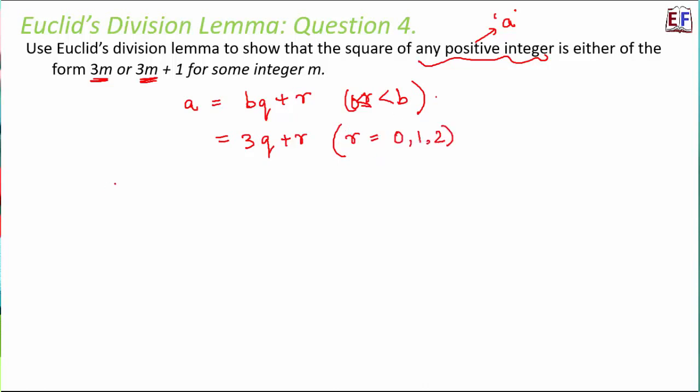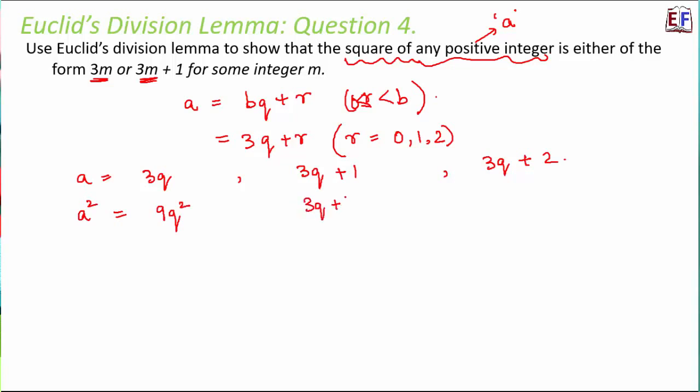Now let's put these values and see what are the possible options that we get for a. So one possible option could be 3q, the other option could be 3q plus 1 and the other option could be 3q plus 2, right? So now here we are looking for the square of any positive integer. So basically we are looking for a square. So that would become 9q square. This would become 3q plus 1 whole square. And this would become 3q plus 2 whole square.